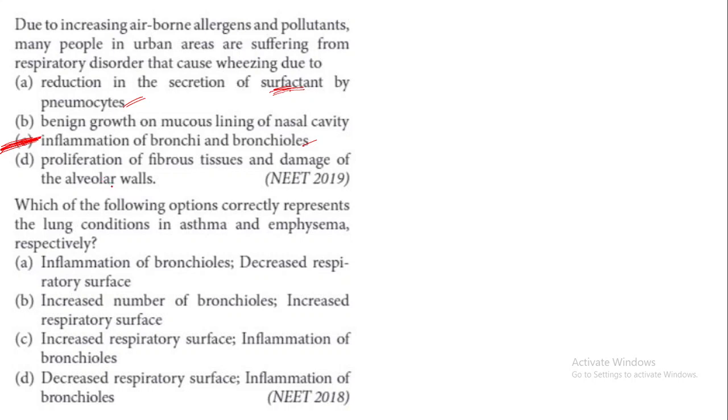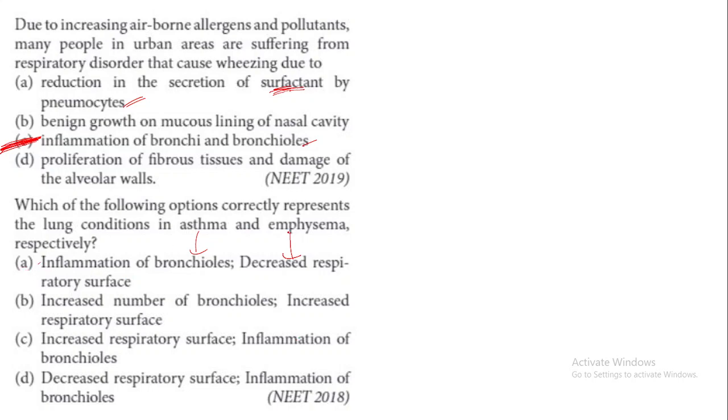Next question is, which of the following options correctly represents the lung conditions in asthma and emphysema respectively? So what is asthma? It's a respiratory disorder, and emphysema is also the same. Let's see how they are different from each other. Inflammation of bronchioles, decreased respiratory surface. They are saying asthma is this and emphysema is this. Is asthma inflammation of bronchioles? Increased number of bronchioles? Increased respiratory surface? Decreased respiratory surface? Compared to these, the right option obviously looks like A.